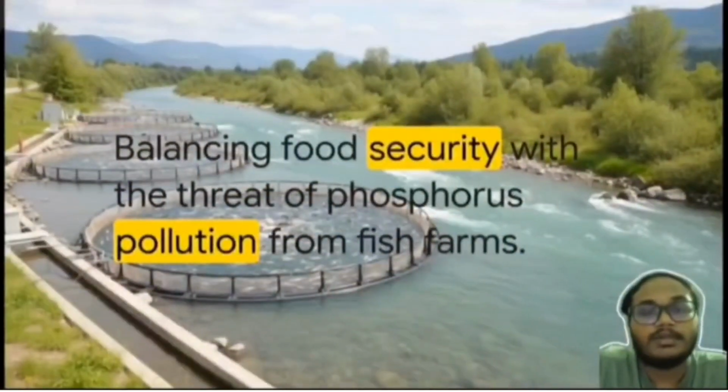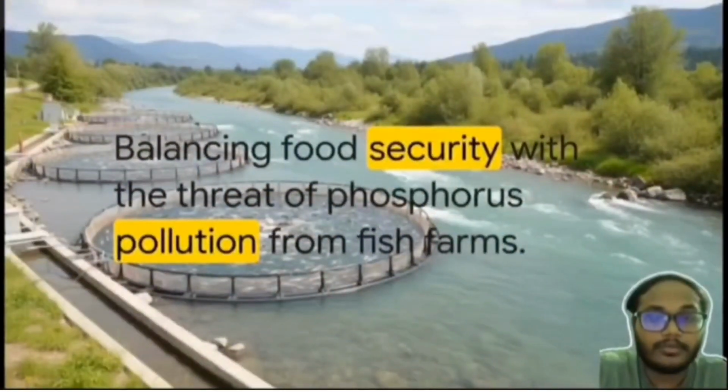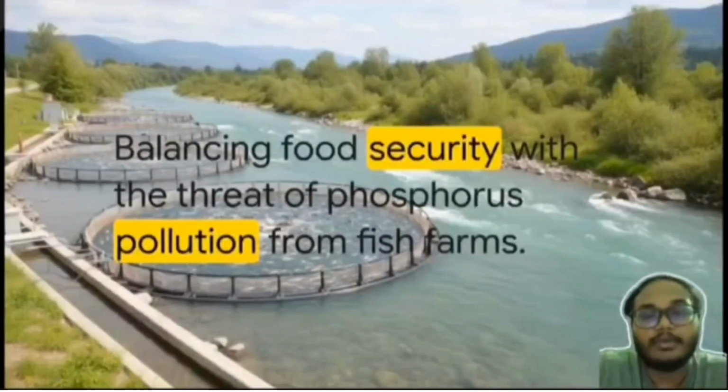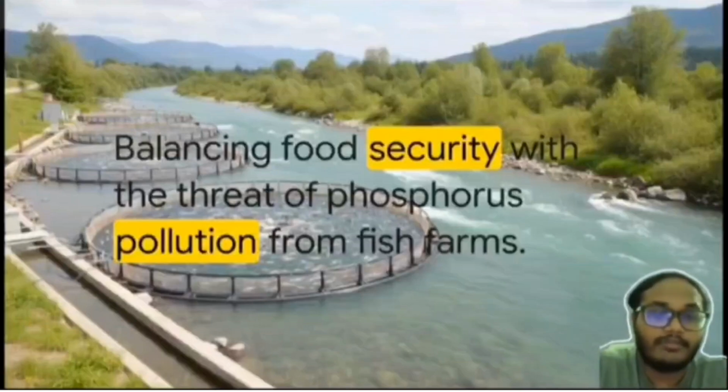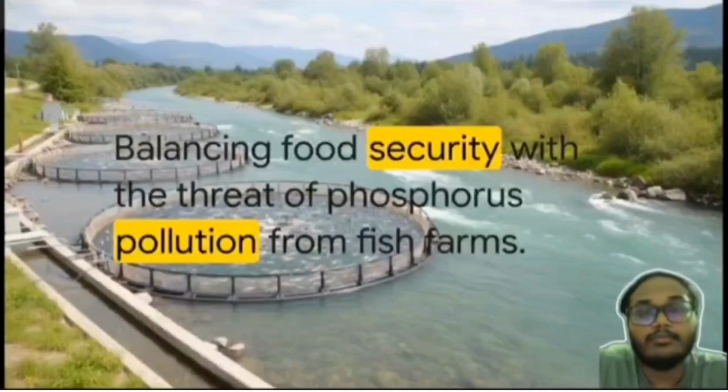So next is aquaculture. Aquaculture is important to food security, but fish farms can release excessive phosphorus into the nearby river and also lake. The phosphorus mainly comes from uneaten feed, fish feces, and metabolic waste. This nutrient pollution can contribute to eutrophication and algae bloom downstream. Therefore, aquaculture systems must be balanced for food production and also environmental sustainability.